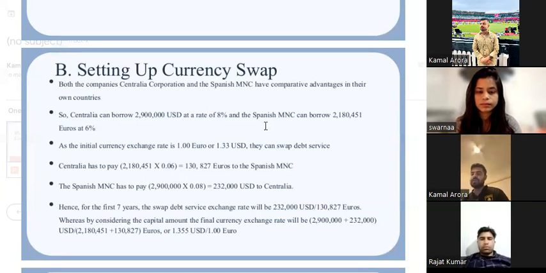Centralia. Hence, for the first 7 years, the swap debt service exchange will be 2 lakh 32,000 USD and 1 lakh 30,827 euros. Whereas, considering the capital amount, the final currency exchange rate will be 1.35 USD for 1 euro.